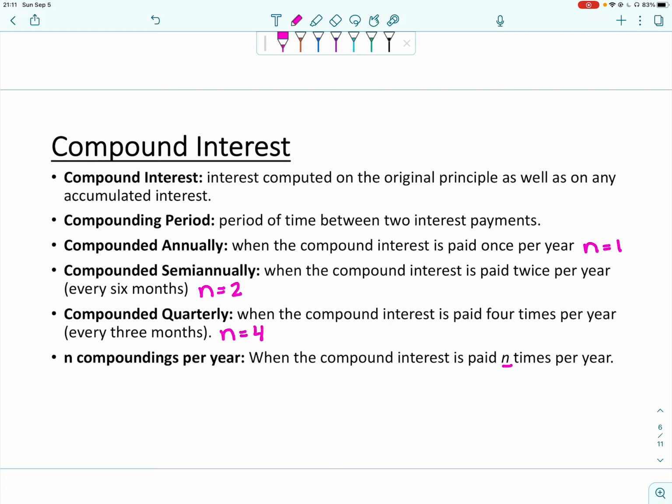Quarterly is 4. You can have weekly compoundings. You can have daily compoundings. You could have bi-weekly. You could have every 4 months. It could be whatever they decide to do. Okay, it could be monthly. I did not mention that one. Whatever that loan or that account decides is best for it in terms of determining interest.